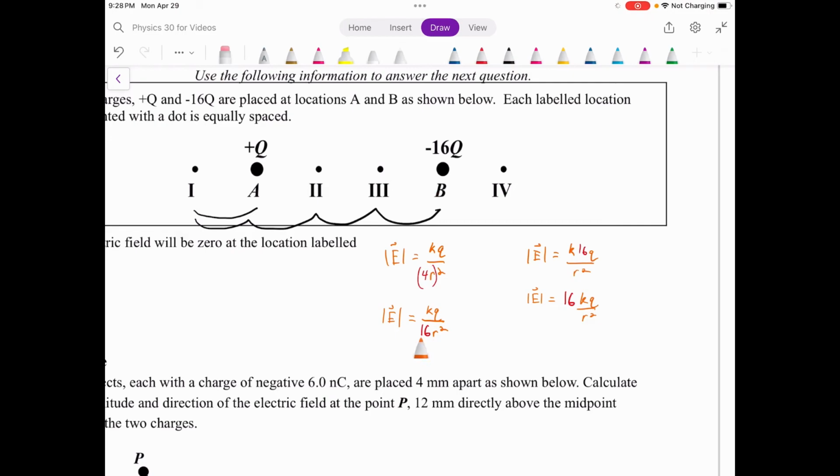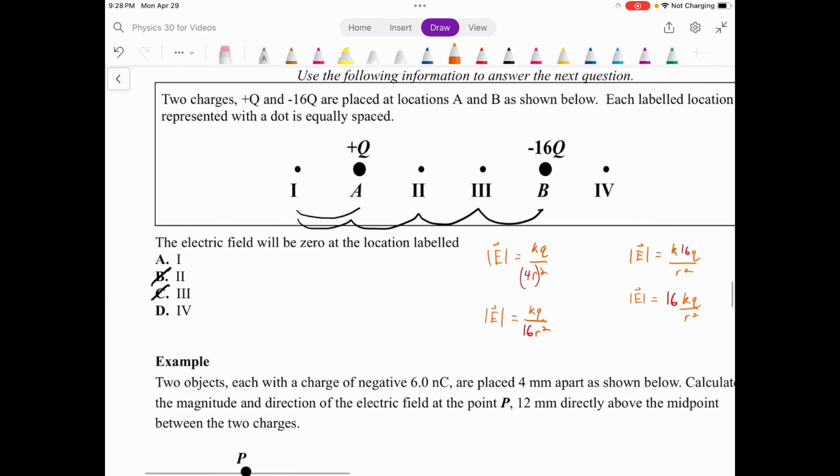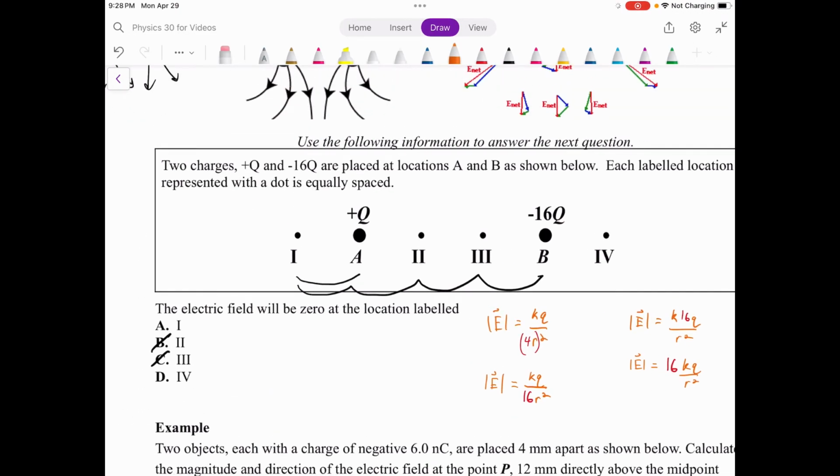It has 16 times the charge, but it's also 4 times further away. So being 4 times further away would make the electric field 16 times weaker, but then the charge is 16 times stronger to make up for that, right? We're essentially multiplying by 16 and dividing by 16. So I actually think 1 is our correct answer, right? The electric field we know would be to the left from charge A, and it's much closer, but then it's to the right from charge B, and it is much further away, but it's also got a 16 times larger charge magnitude.